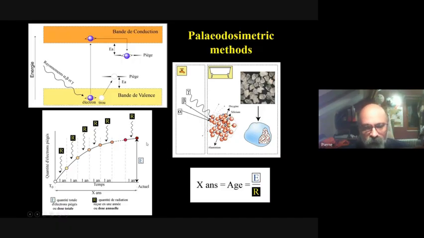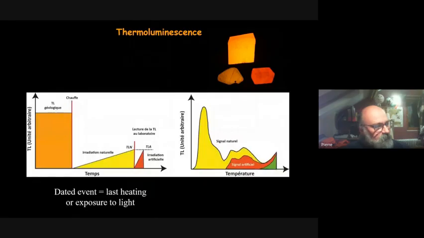they are totally filled, it is not possible to trap a new electron. So it is one of the limitations of this kind of method. When it is saturated, even if you leave the sample 1 million, 2 million years in the same place, it is impossible for it to record the time. Okay. The first one is thermoluminescence.